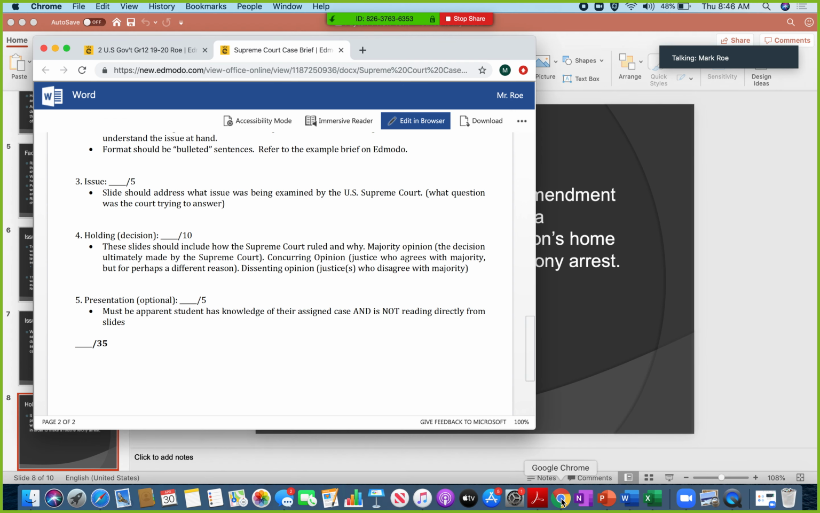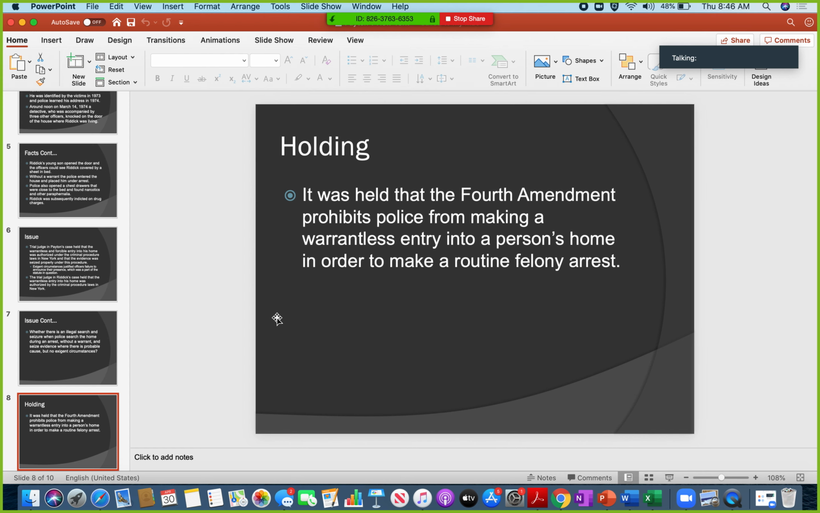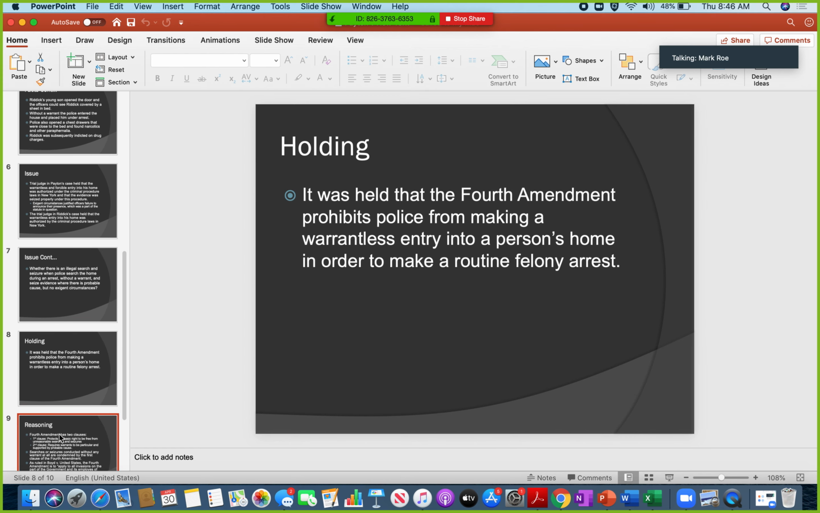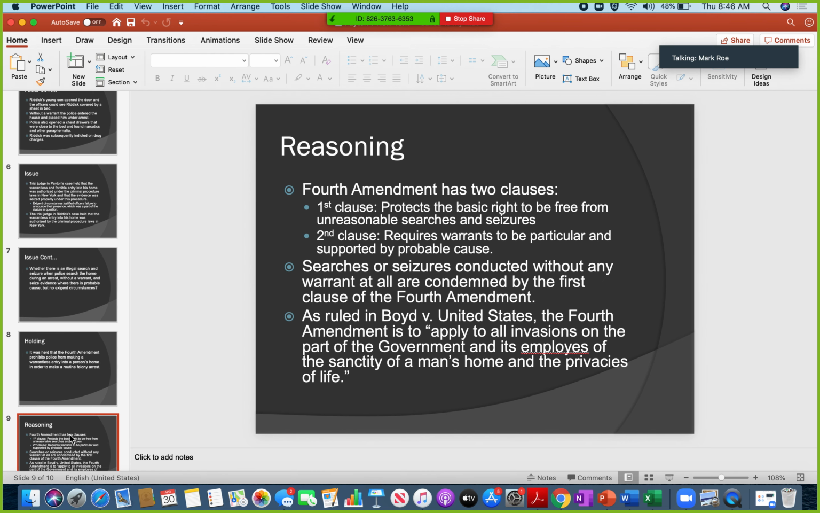If you look at the rubric, though, I want you to address how the Supreme Court ruled and why. Okay? And I know this is kind of wordy, but seniors, I only want you to focus on the majority opinion. Okay? Don't worry about concurring opinions or dissenting opinions. I only want you to focus on the majority opinion. All right? So then my next thing that I have here is my reasoning, right? And you can call both these slides holding if you want. I just kind of broke it down a little bit farther.